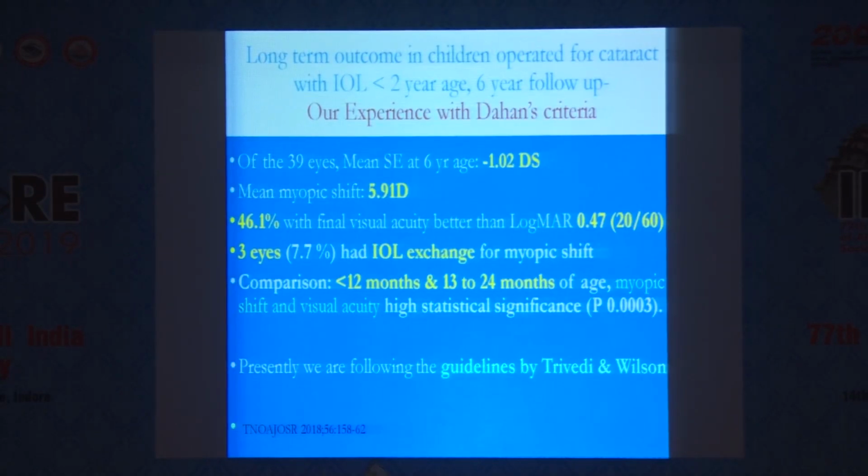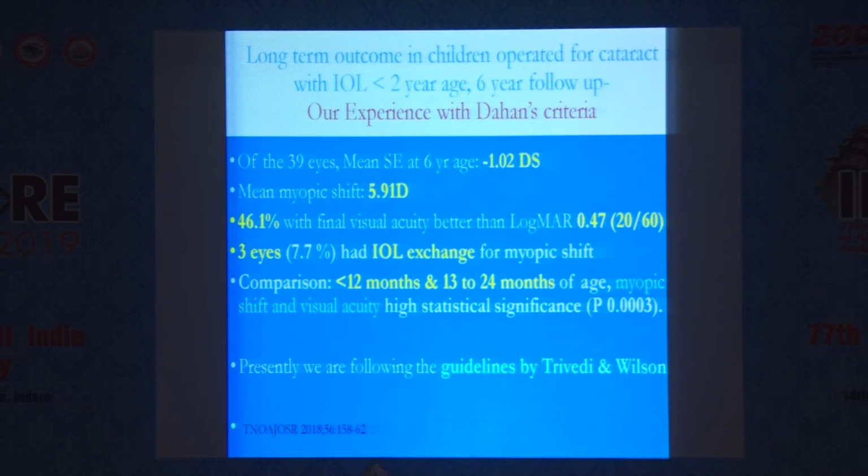So we are sharing our experience with the Dahan's criteria, which was published. We looked into the long-term outcome in children operated for cataract with IOL at less than 2 years of age. We had a 6-year follow-up. So we had 39 eyes with a 6-year follow-up, and we found that the mean spherical equivalent at the time of study was minus 1.02 diopters. Mean myopic shift was 5.91 diopters.